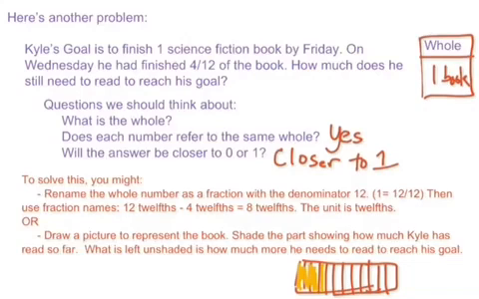Or I could draw a picture to represent the book, shade the part showing how much Kyle has read so far, and what's left unshaded is how much he needs more to reach his goal. So in my very lovely drawing there, you can see I tried to, in yellow, shade in 1, 2, 3, 4 parts. And then I've got 1, 2, 3, 4, 5, 6, 7, 8 parts, 8/12 left to go. So I could use either of those strategies or methods to solve that, and you again might have yet another one. Hopefully you're getting the answer of 8/12 as your answer.